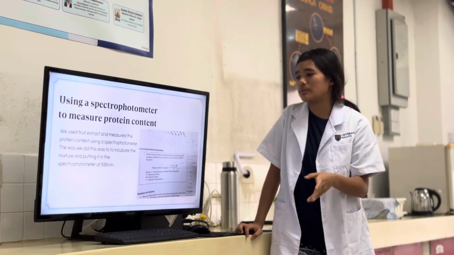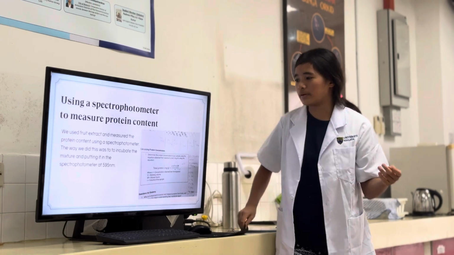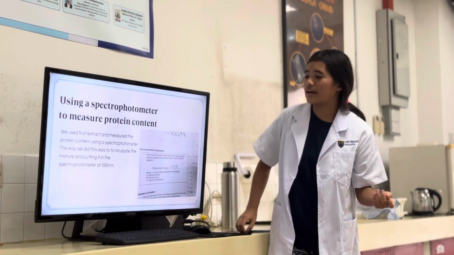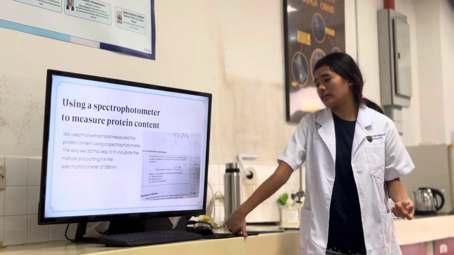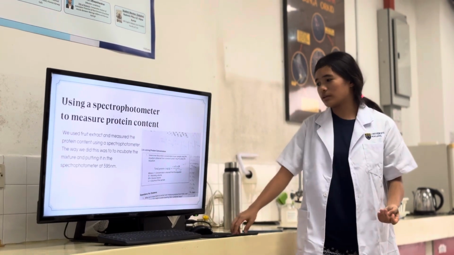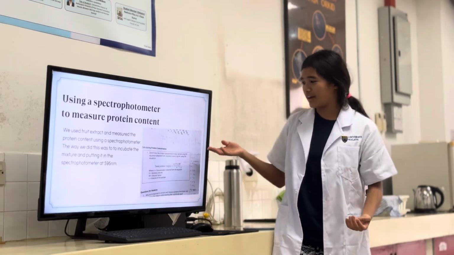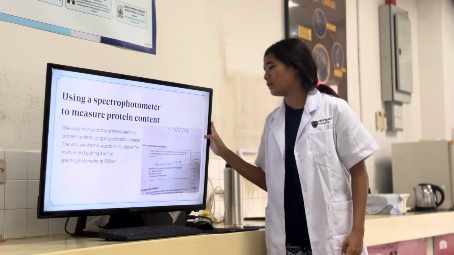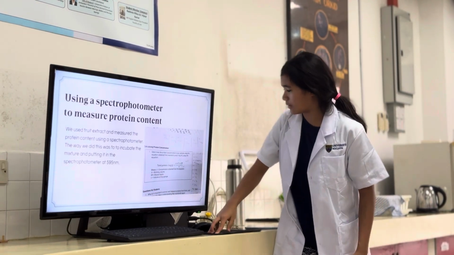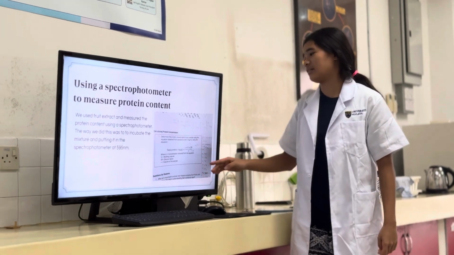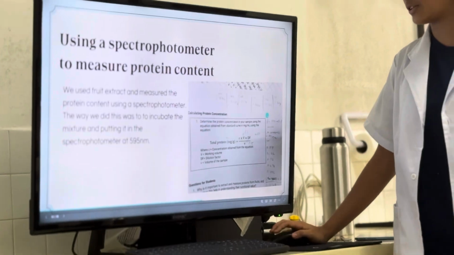After we did this, we incubated the mixture, and then we put it in the spectrophotometer at the exact wavelength of 595 nanometers, and then you can input the reading into a formula to calculate the total protein content. And these are the results that I got. I don't know how to put it in a table actually, but you can see that unripe banana had the highest overall, and the results are down here, not up here. Okay, so I'll just move on.